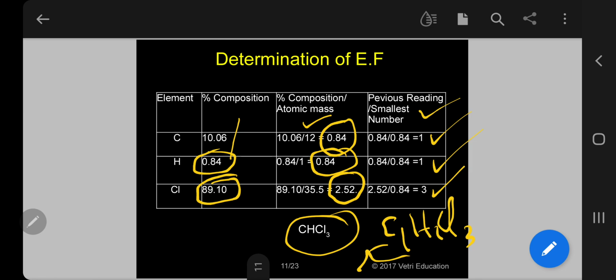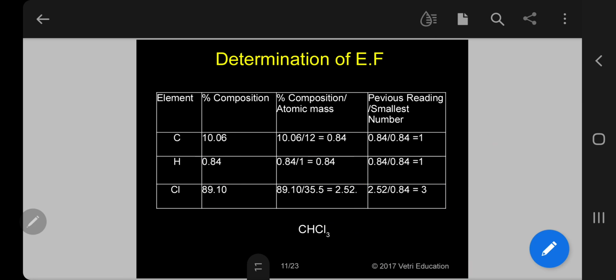CHCl3 is the empirical formula, which is nothing but chloroform. It is also the molecular formula for chloroform. Kindly follow. So this is the way we have to identify the empirical formula. Okay, let me go for the next one.